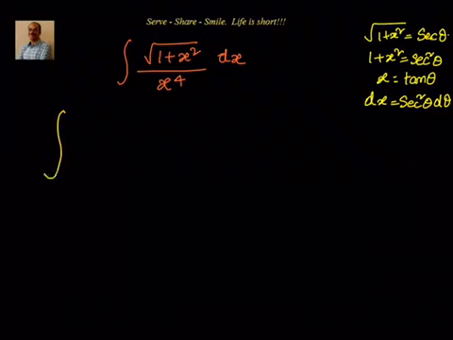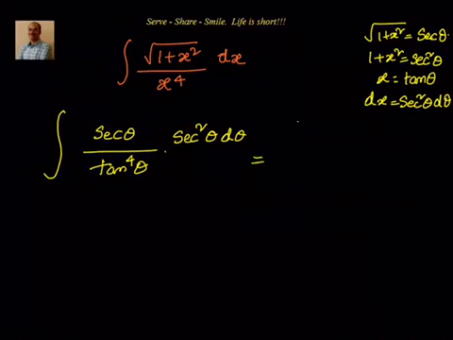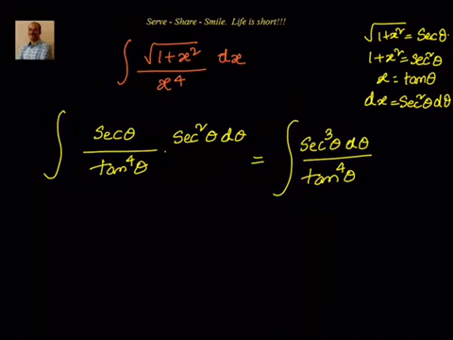We will have root of 1 plus x square, that is secant theta, divided by x power 4, that is tan power 4 theta. dx is secant square theta d theta. Now can I write it as integral of secant cube theta d theta divided by tan power 4 theta. Now we will go to the most general part.